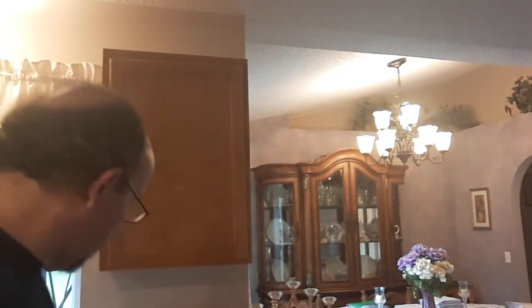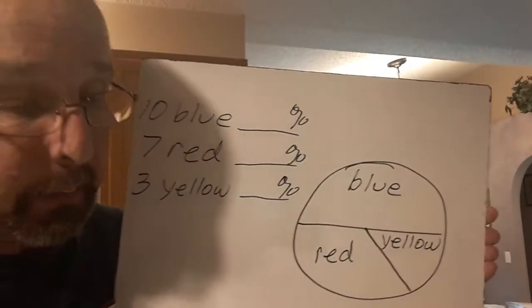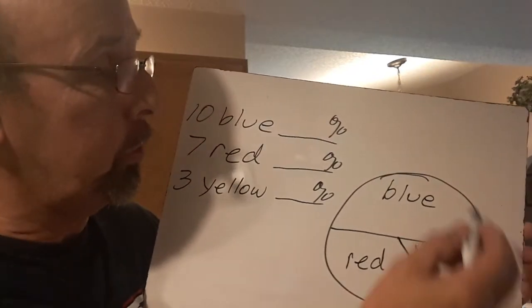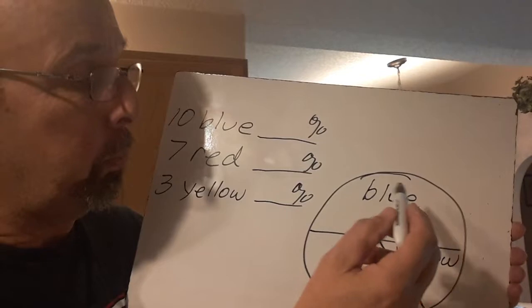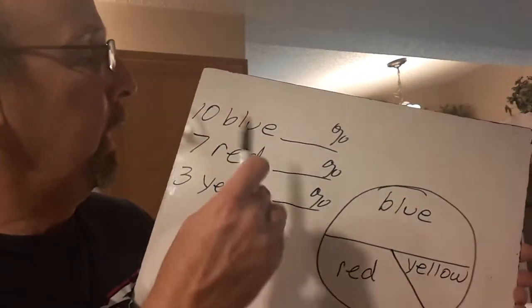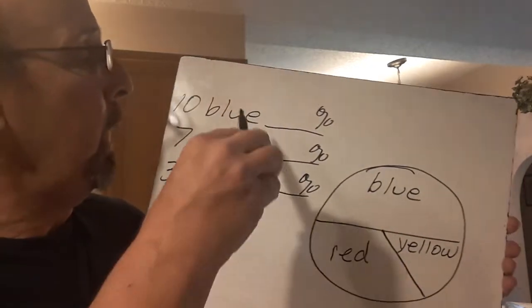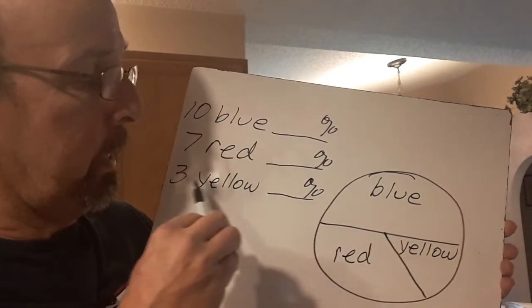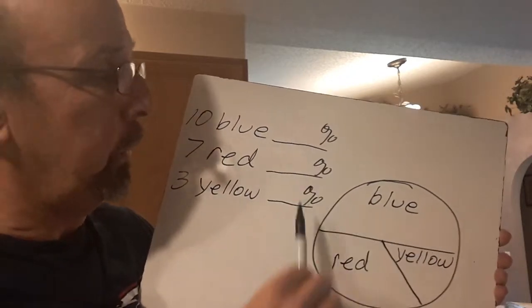The next thing we're going to do is something you haven't covered a lot of yet, but there's going to be a problem like this, where they're going to give you a circle. It's divided out into sections, in this case blue, yellow, red, and say we're talking about marbles here. And we have 10 blue, 7 red, and 3 yellow. And we want to know what the percentage is of each one of those.